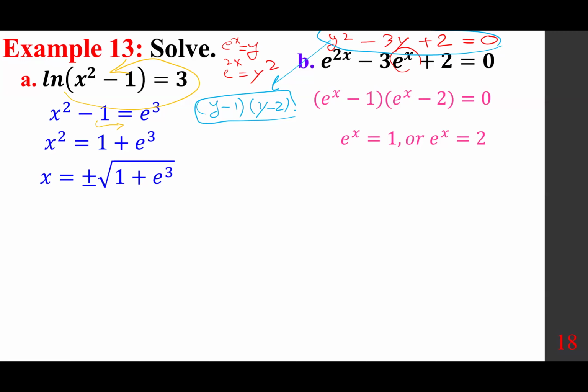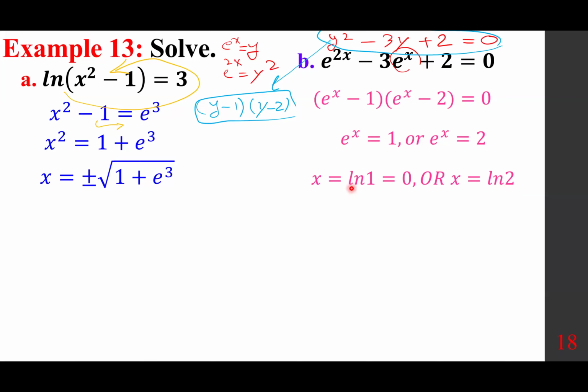And so the first one says e to the power of x is 1. That means x is ln 1 or 0. This one x is ln 2. And I'm going to keep it as ln 2, which is an exact answer. I hope everybody understands how we make this change from one format to the next. Okay? That is extremely important to know. The change that we make from exponential format to logarithmic format and vice versa.